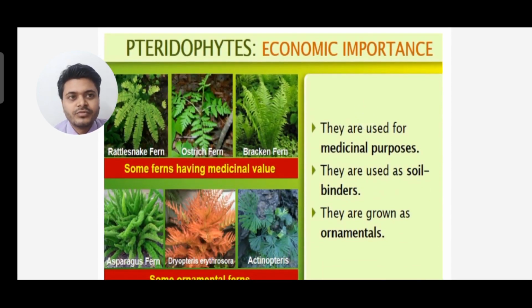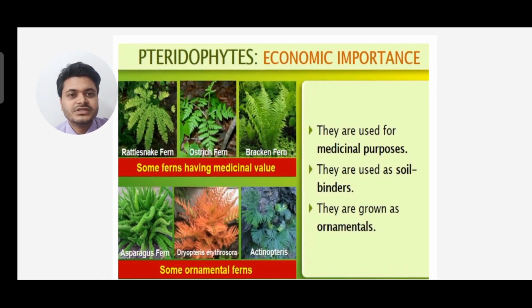Now let's see the economic importance of pteridophyte. They are used for medicinal purposes, as soil binders, and as ornaments. You can see some ferns: the top three are ferns having medicinal value, and the lower three are ornamental ferns. Rattlesnake fern, ostrich fern, and bracken fern have medicinal value, and asparagus fern and others are ornamental plants.